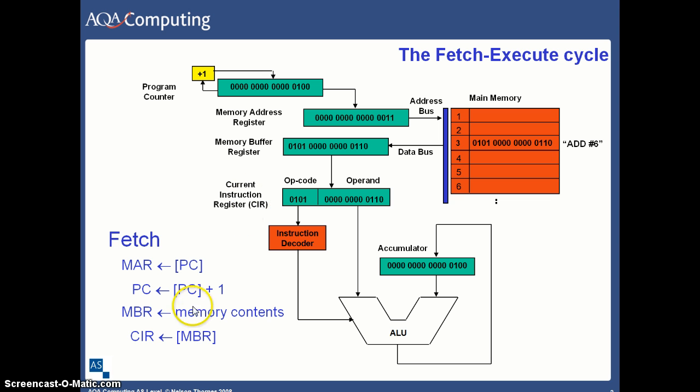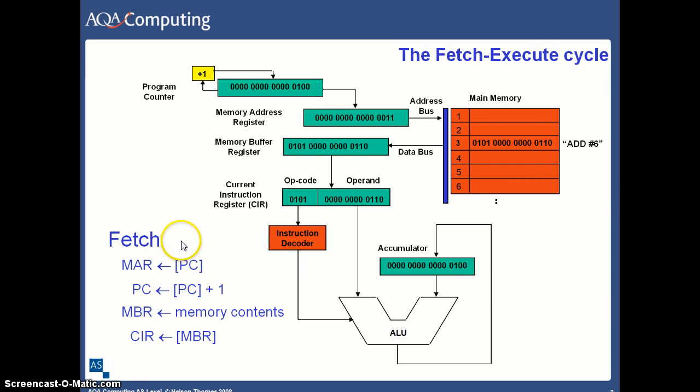So once that is in the current instruction register, remember this is saying the contents of the memory buffer register are transferred to the current instruction register. At this point, the instruction is then decoded and executed, with the results of any execution temporarily being stored in the accumulator. So that is the fetch part of the fetch execute cycle.